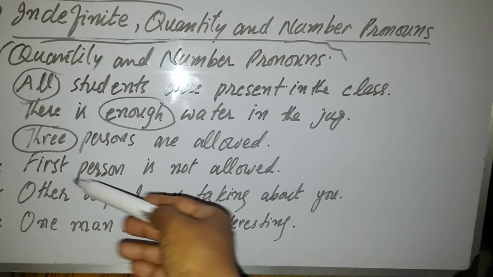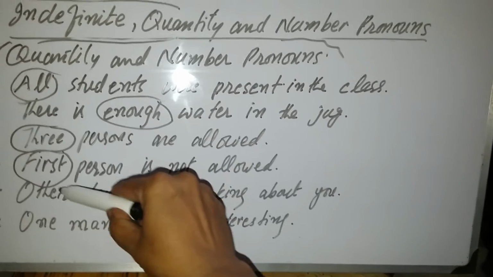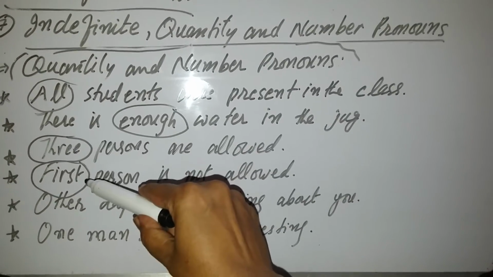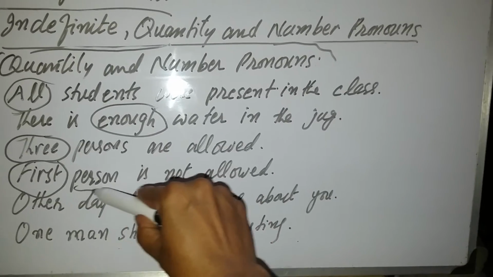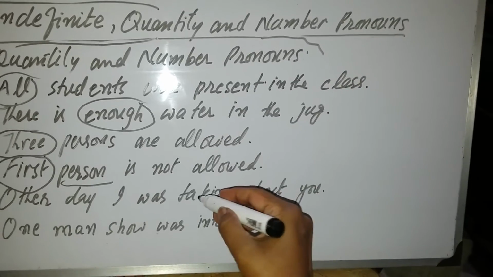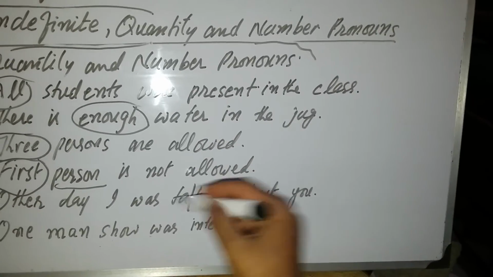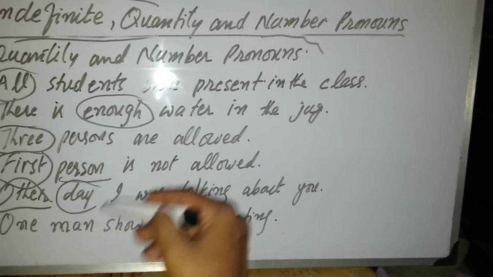Now in this example, first person is not allowed. First person is a quantity number pronoun, which is used for person. Other day I was talking about you. Other day. Day is a noun. Other is a quantity or number pronoun.